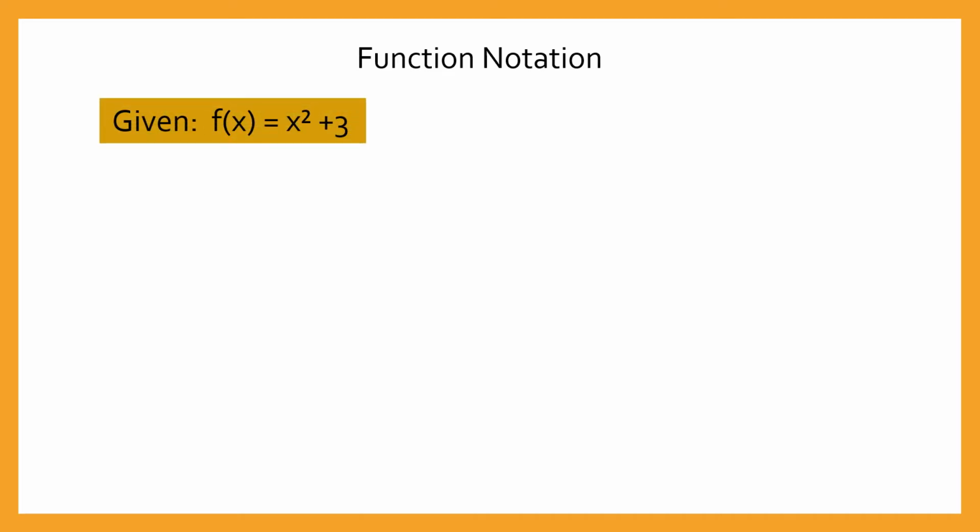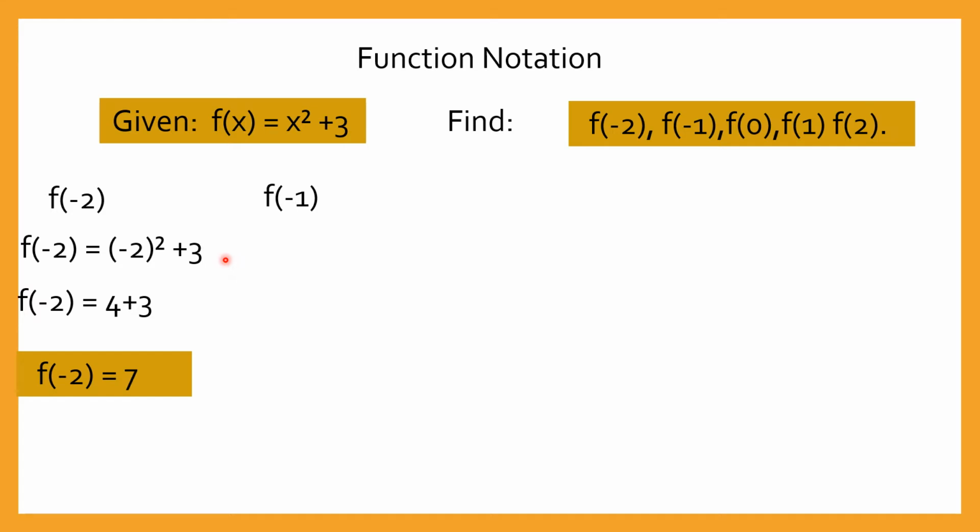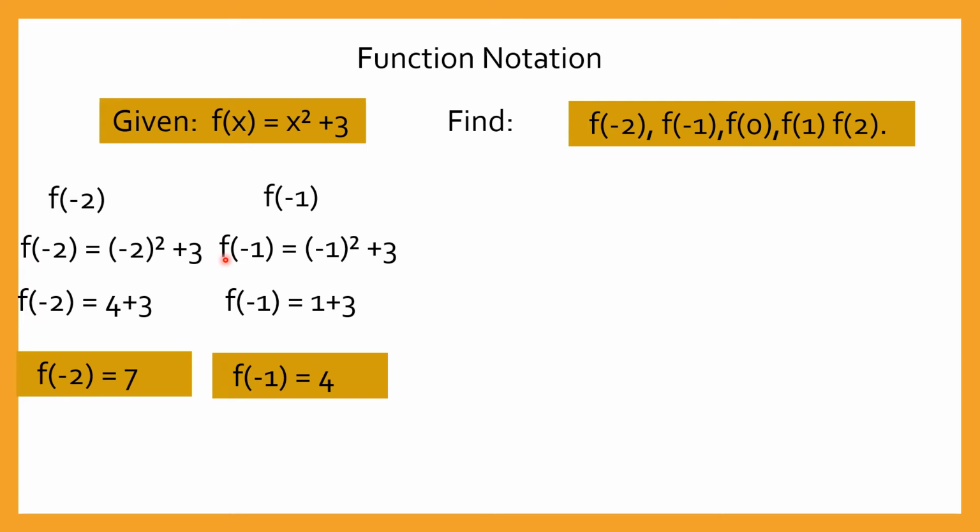Now, let's have the given. f of x is equal to x squared plus 3. Then we're going to find f of -2, f of -1, f of 0, f of 1, f of 2. It means the values of x that we're going to substitute are -2, -1, 0, 1, and 2. So let's do f of -2. Just substitute x to -2, then square it and add 3. So that is 4 plus 3, which is equal to 7. f of -1 is -1 squared plus 3, and that is 4. f of 0, change the x to 0, so that is now equal to 3.